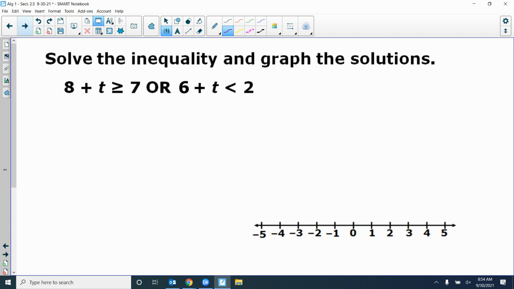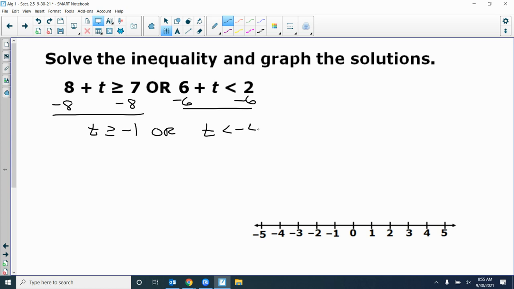Right, now we're just going to jump into an example. You cannot write an or like trapped in between two numbers. Doesn't work. You have to write it as two separate problems. So we have to solve these separately. So 8 plus t is greater than or equal to 7. All you're going to do is subtract 8. I get t is greater than or equal to negative 1. Or 6 plus t is less than 2, subtract 6. I get t is less than negative 4.